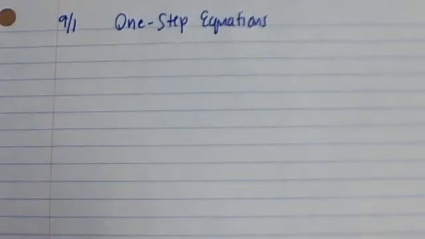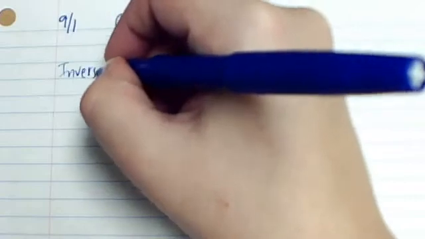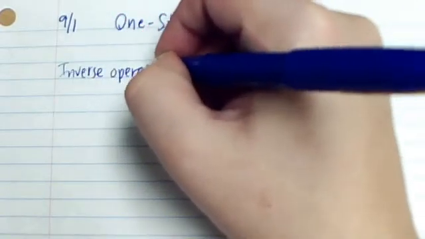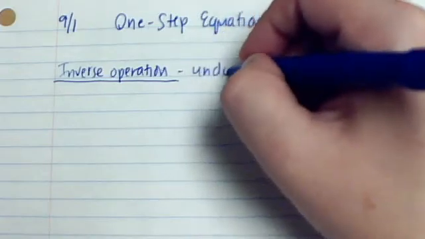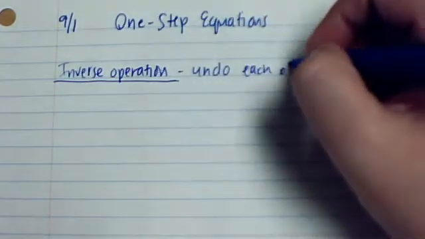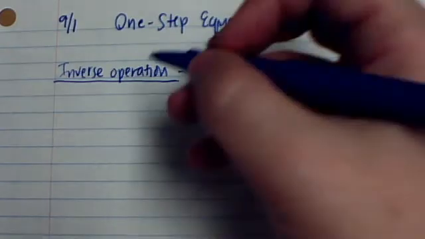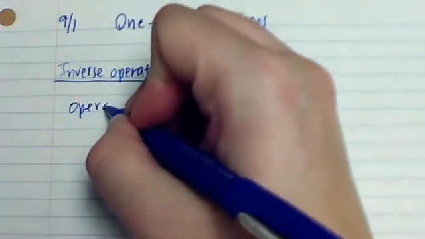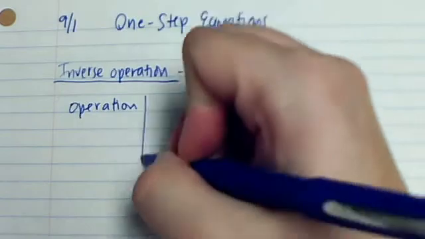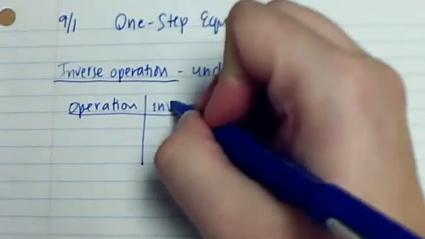Alright, today in algebra we talked about one-step equations. So first thing we talked about was what an inverse operation is. The whole purpose of that is for the inverses to undo each other. Okay, so the opposite, to make other things go away. So we're going to look at the different operations that we could possibly have and their inverses.